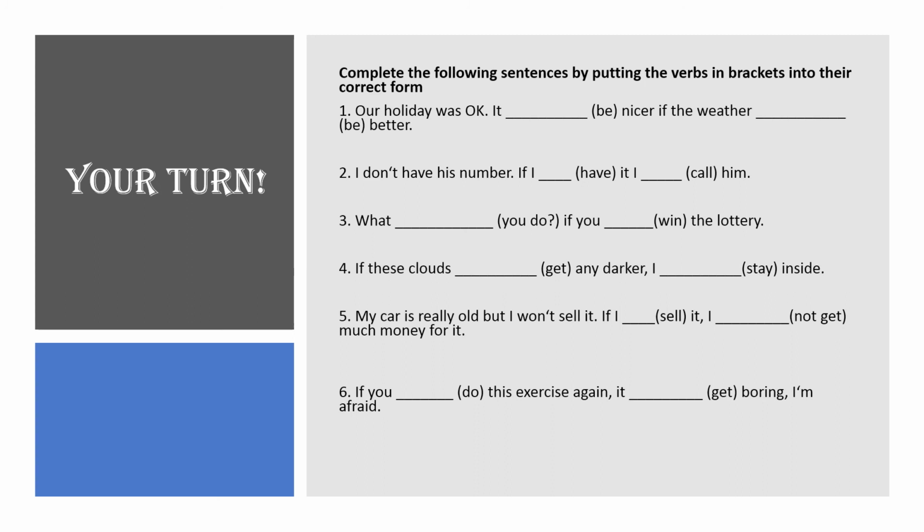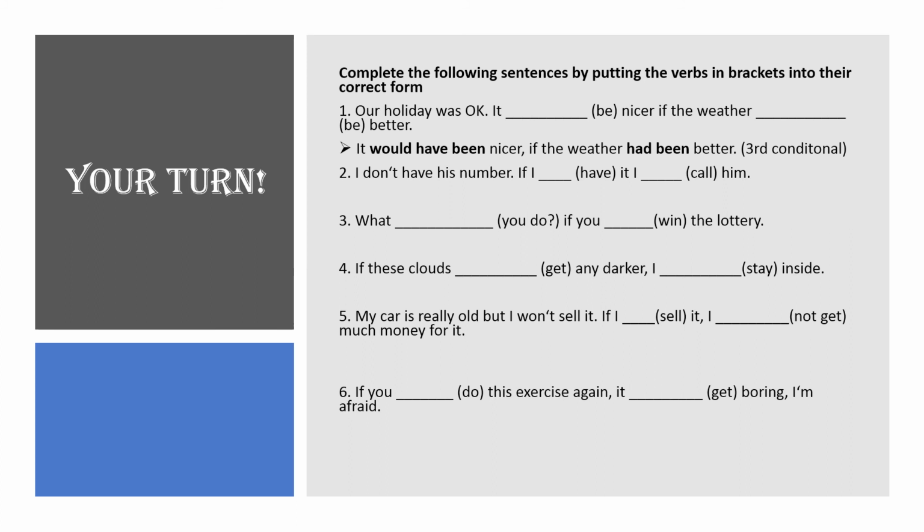Okay, number 1. Our holiday was okay. So obviously I'm talking about the past. It would be nicer if the weather were better. So since I'm talking about the past and about something that didn't happen, I need the third conditional. So the sentence would look like this. It would have been nicer if the weather had been better.